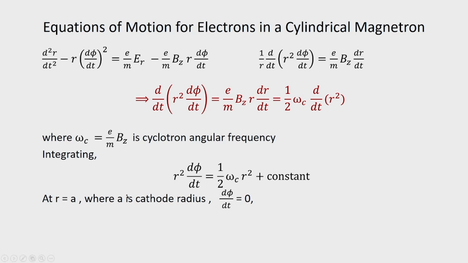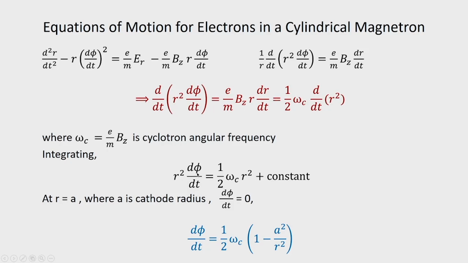Now, at r is equal to a, where a is the cathode radius, we should have d phi/dt equal to 0. The phi component of the velocity is 0, and therefore, if we put d phi/dt equal to 0, the constant evaluates as minus half omega c a square. So, when this constant is substituted and then we divide by r square, we get d phi/dt is equal to half omega c (1 minus a square by r square).